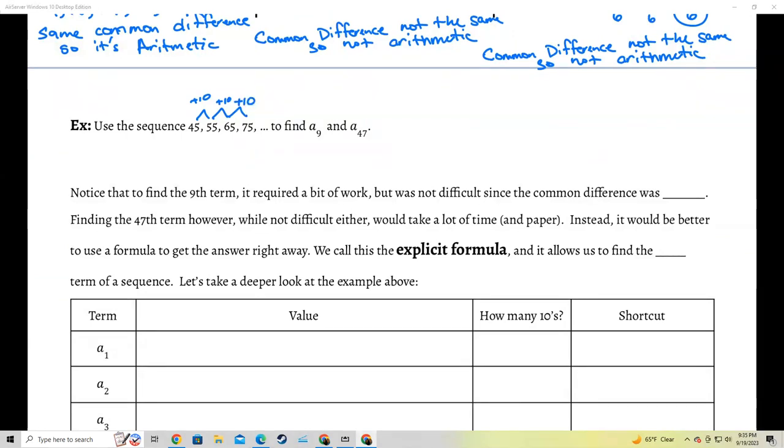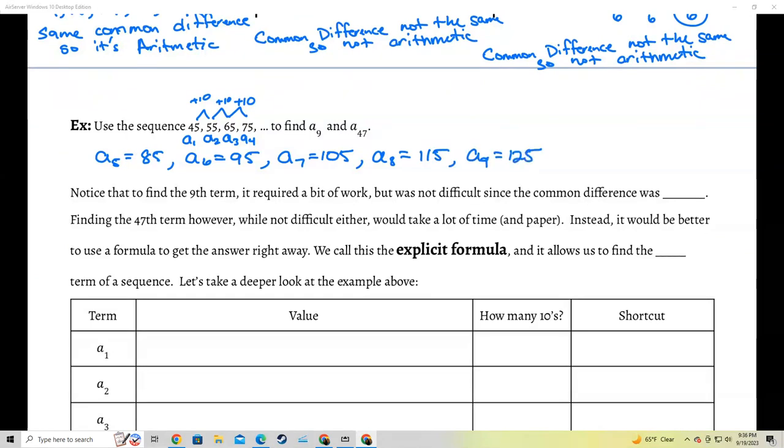Oh my goodness. So far I know that the first term is 45. This is A1. This is A2, A3, A4. All right, well, if that's the case, then that means A5 must be another 10. That's 85. A6 must be 95. A7 must be 105. A8, or my eighth term, must be 115. And A9 must be 125.